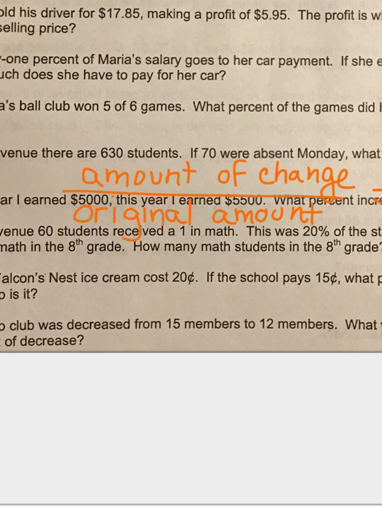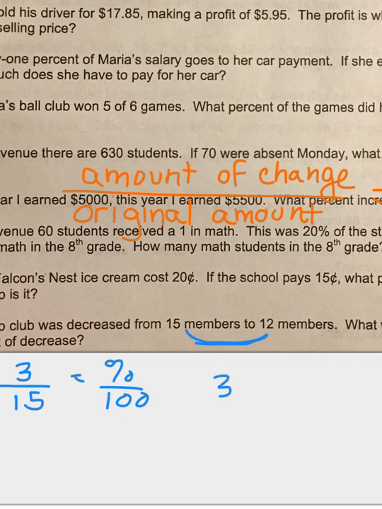So for example, this question number 8, the PEP club was decreased from 15 members to 12 members. What was the percent of the decrease? Well, I need to know how much it changed by. In the numerator of that fraction, how much did it change by? So it changed from 15 to 12, so it changed by 3 over the original amount. The original amount was that 15, and then equals percent over 100. So if I cross multiply, 300 equals 15x, and then dividing by the 15 gives me x equals 20, and our units there would be 20%. It was a 20% decrease.